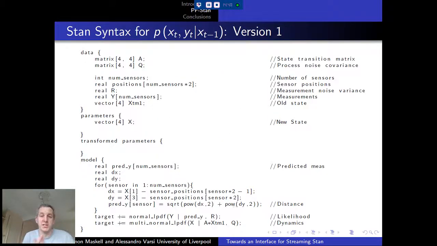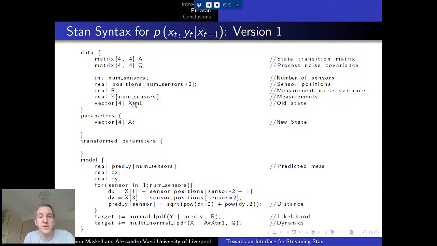So here's our Stan file. This is what we want to produce. We have a little data block in conventional Stan type things. We have the A matrix and the Q matrix, which will have been initialized outside the Stan file, with similarly the number of sensors and the sensor positions, the R matrix, and the current measurements Y. I'll come back to that in a minute.